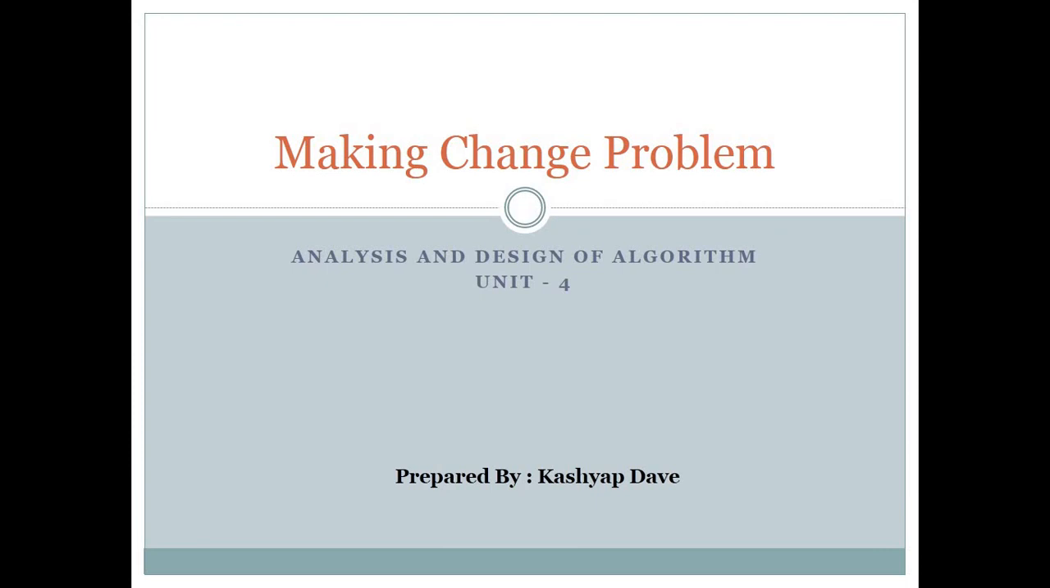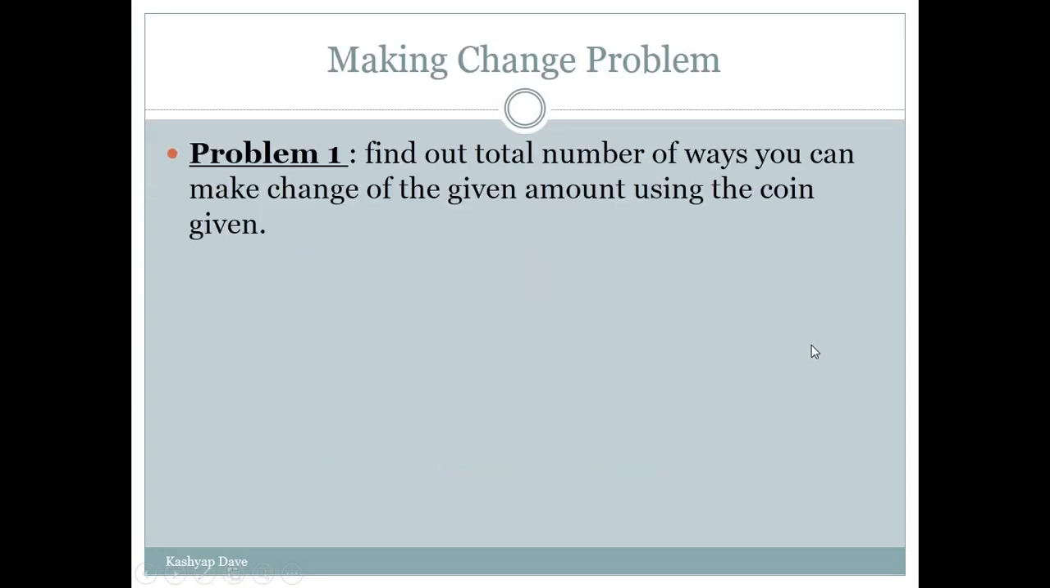In this video lecture, we are going to learn about the making change problem. Basically, the making change problem occurs when you have to make a certain amount using a different number of coins. Means you have to find the total number of ways you can make change of the given amount using the coins given. So this is problem 1 of the making change problem.